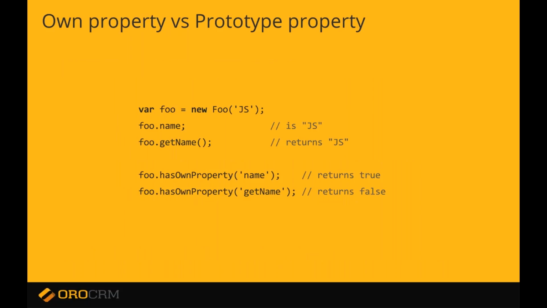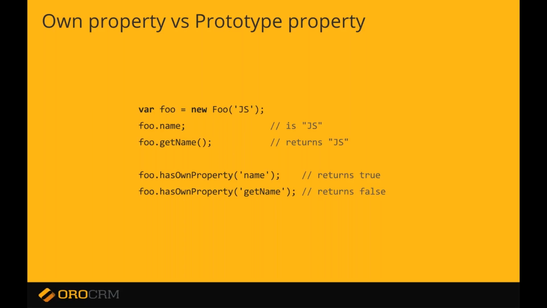What is the difference between an own property and a prototype property? Let's inspect our code that we have. Once we create a new instance of Foo, we have an object. This object has a name property and a getName method. Both of them return the value JS.